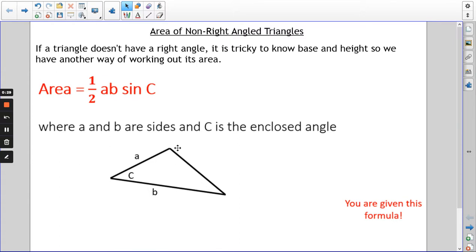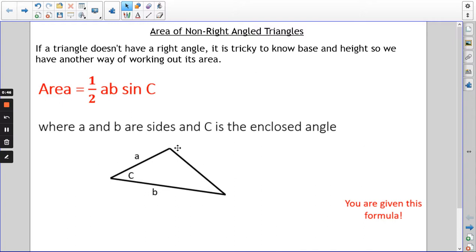In other words, there's a right angle in there somewhere. Well, we know that in this topic there are no right angles, so you can't use half base times height for non-right angle triangles. Instead, we have a separate formula which is similar. It's still got a half in it, but it's a half AB sine C.